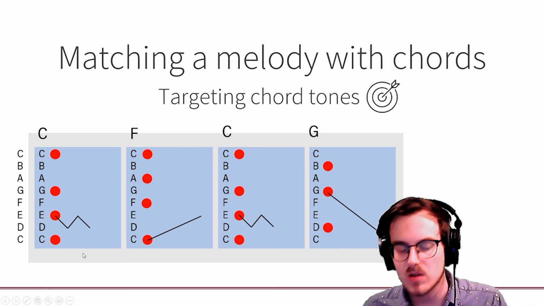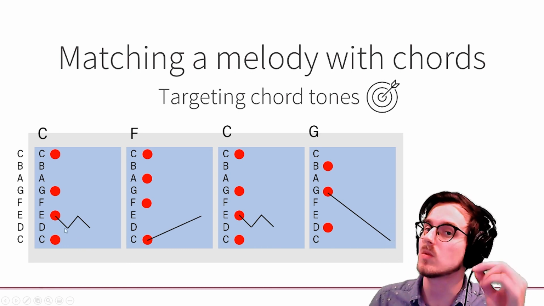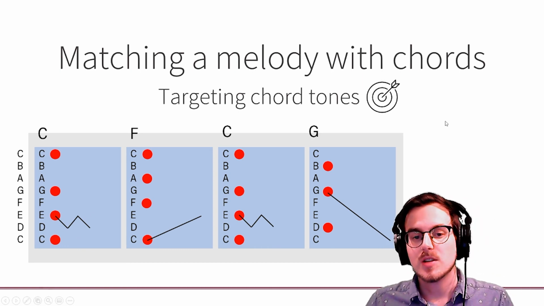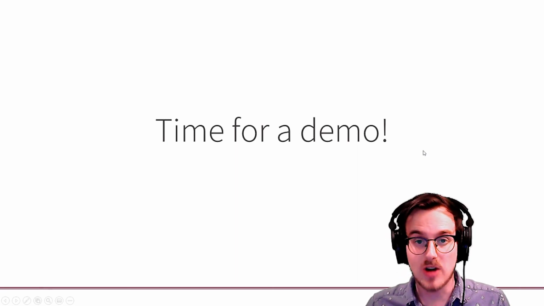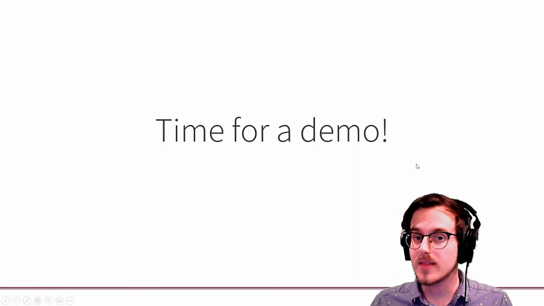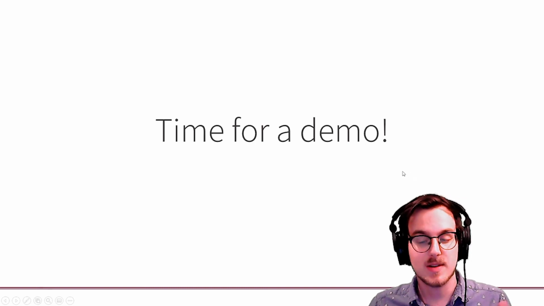So we're starting with chord tones. We're going in the direction of chord tones. We're really emphasizing that. So let's go ahead and we're going to switch over to Soundtrap. We're going to demo it. We're going to see if we can get that melody into Soundtrap sounding good.